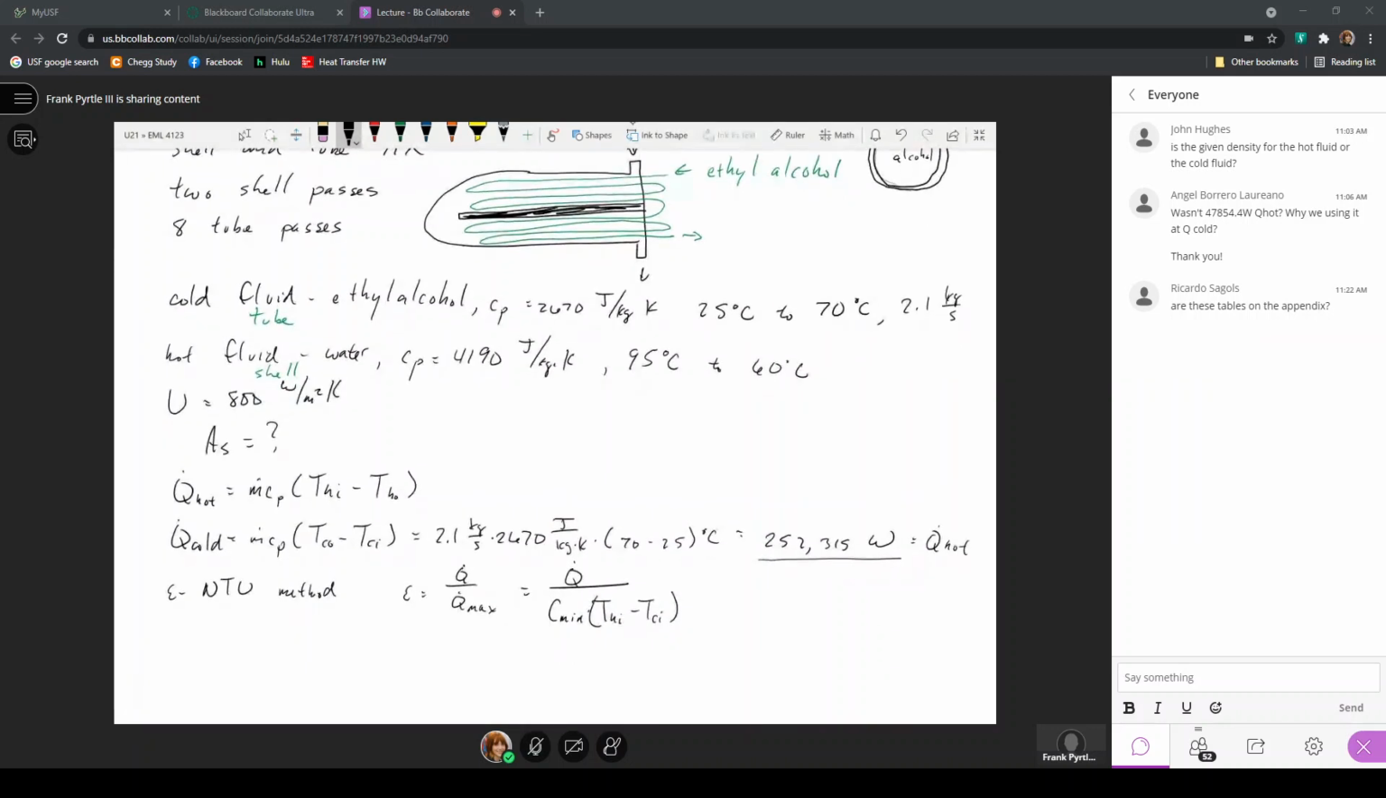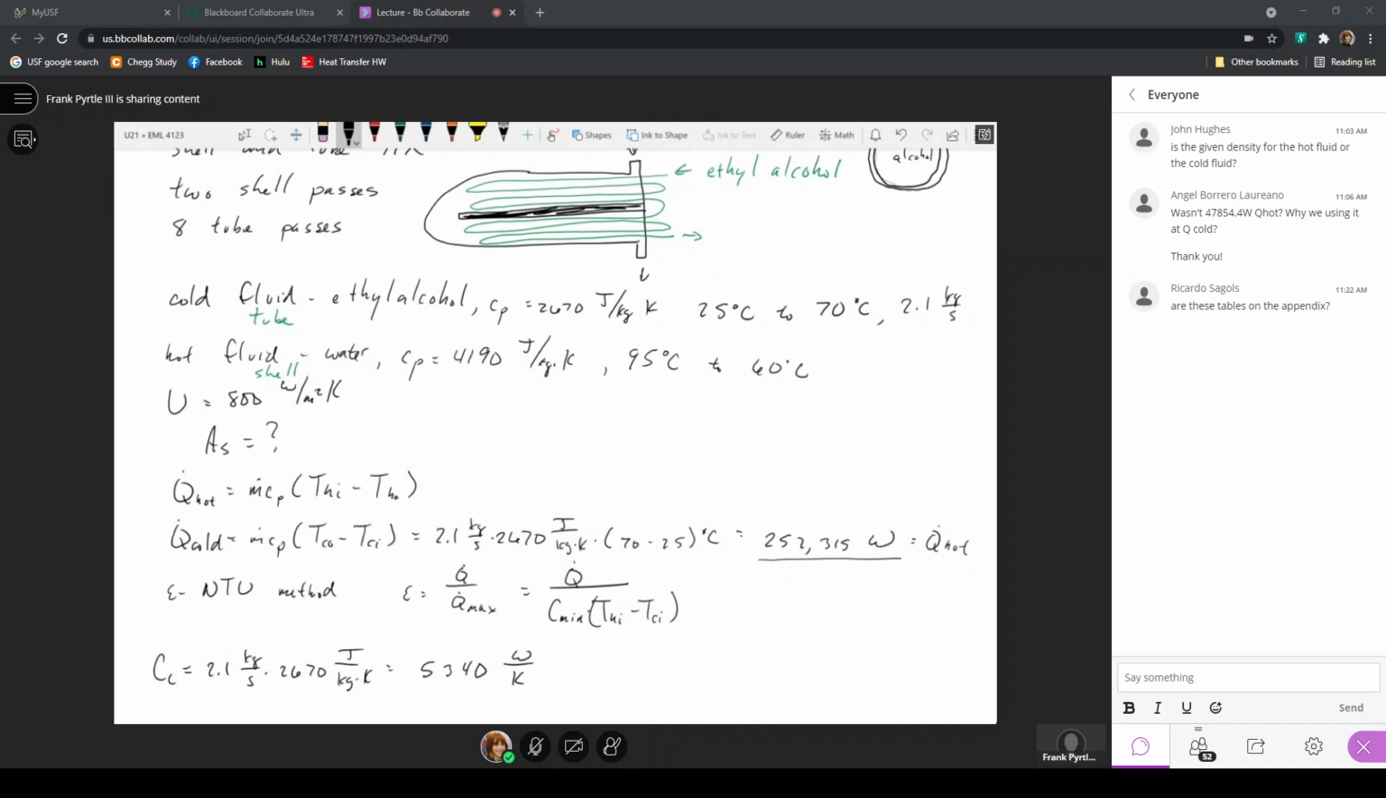Well, the capacity rate of the cold fluid is 2.1 kilograms per second times 2,670 joules per kilogram Kelvin. So here that value, 2.1 times 2670, that is 5,340 watts per Kelvin.